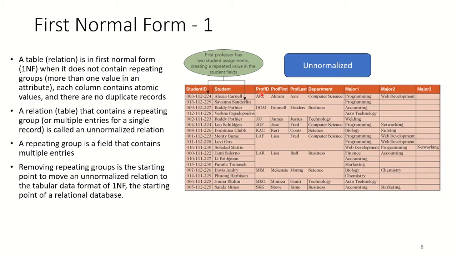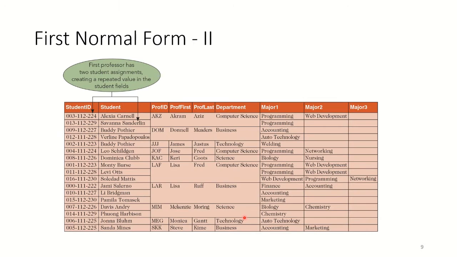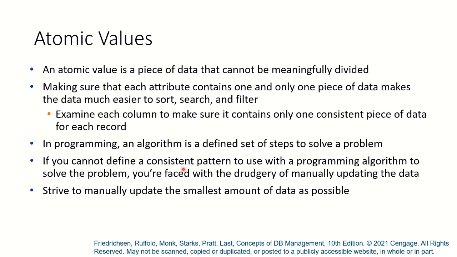Here, this table is unnormalized because for each professor you can have multiple students. Not only that, each student has three measures. This is kind of a repeating group. There is no straightforward way to make the data unique in this case. So that's why we need the concept of atomic values.